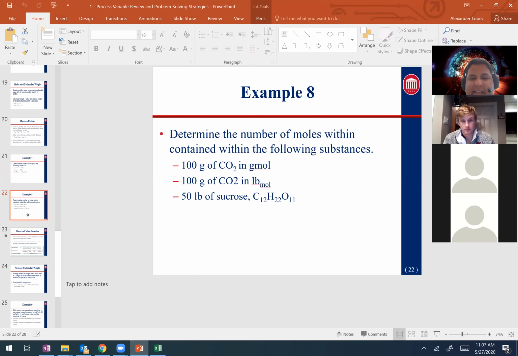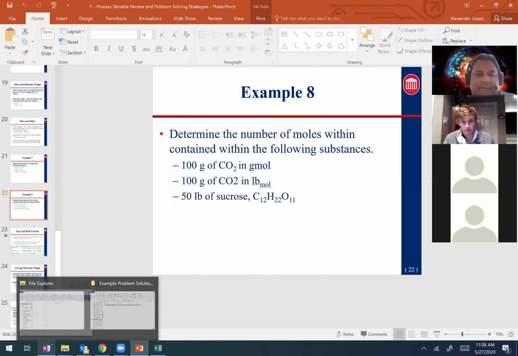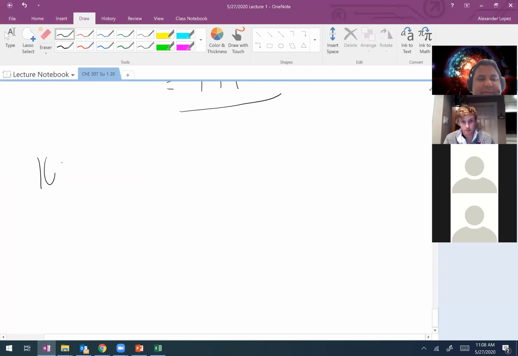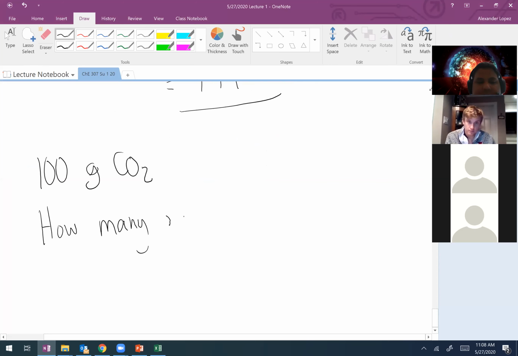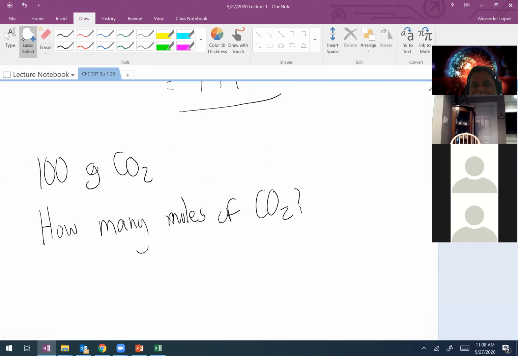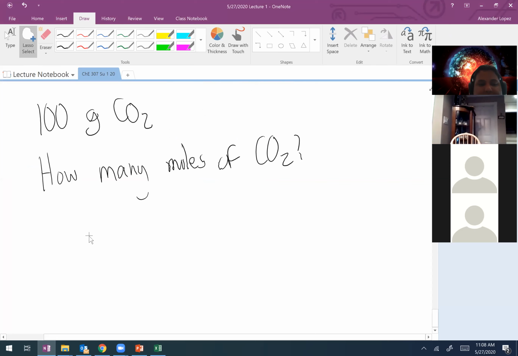And with molecular weights, we can determine the number of moles based off of masses of a substance, and we can move from a mass basis to a mole basis in most of our problems. For example, if I have 100 grams of CO2 and I wanted to know how many moles of CO2, well, I need the molecular weight of CO2 because I can move between mass and the number of moles. Oh, well, my pen's being a little weird.